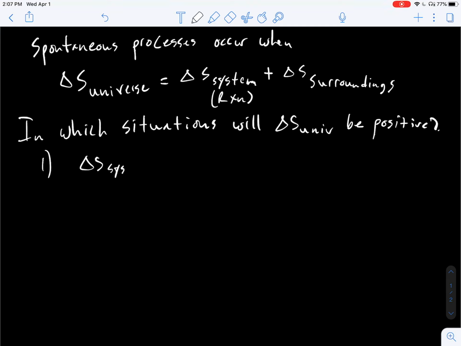Well, one, if we think about this, if the delta S of the reaction or system is positive, let's say, I don't know, positive 5 joules per Kelvin, and we add another positive number, delta S surroundings, let's say 10, yeah, we get a positive. So if we have a positive plus a positive, we're always going to get a spontaneous reaction.